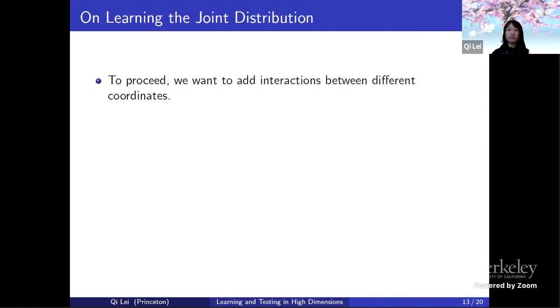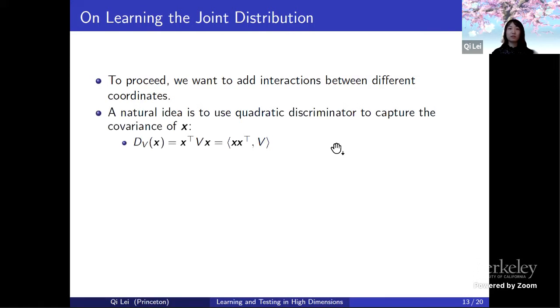From the previous design of the discriminator class, we can see that there are no interactions between each coordinate of X, so there was no hope to learn the joint distribution. To proceed, we want to add such interactions between the coordinates. So a natural idea is to look at quadratic discriminators. And actually, a quadratic discriminator can capture the covariance of the target distribution.